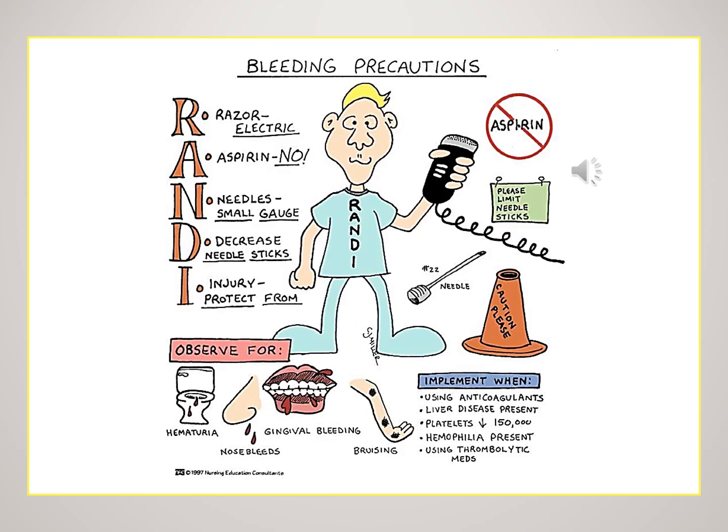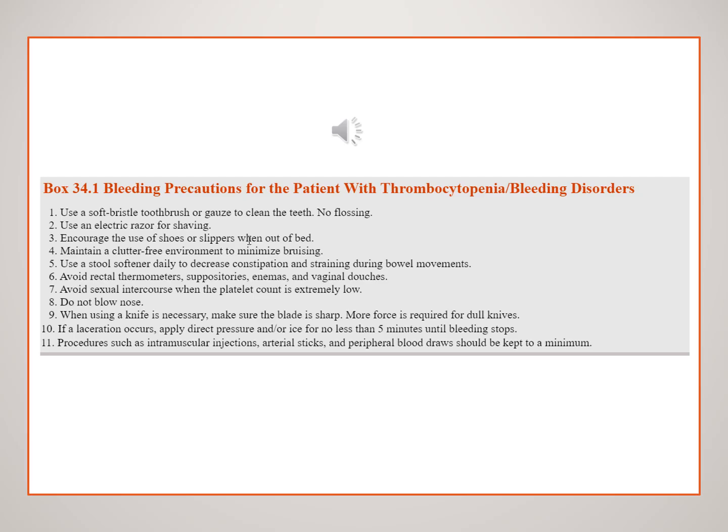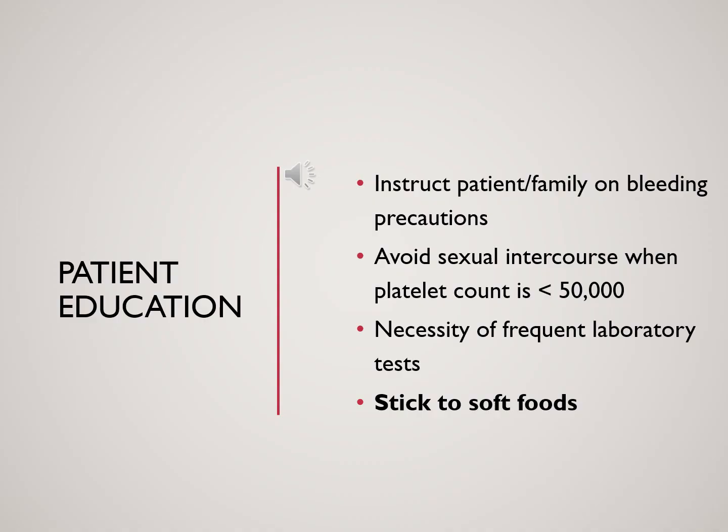Here are some of our bleeding precautions. Please review this slide. It should be information you covered in semester 5, but definitely review it. You will see it again. Here's a list of bleeding precautions for the patient that has thrombocytopenia or bleeding disorders, and please review this. Patient education comes with our bleeding precautions. We need to instruct the family and friends on the bleeding precautions and teach patients how to minimize bleeding. It helps them function with thrombocytopenia or bleeding disorders, and to minimize the risk of hemorrhage.